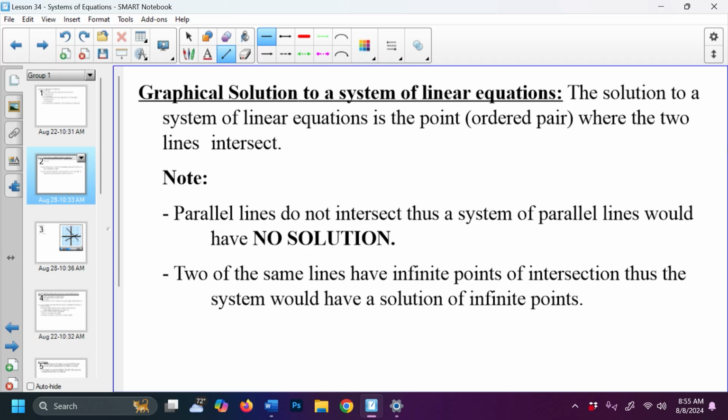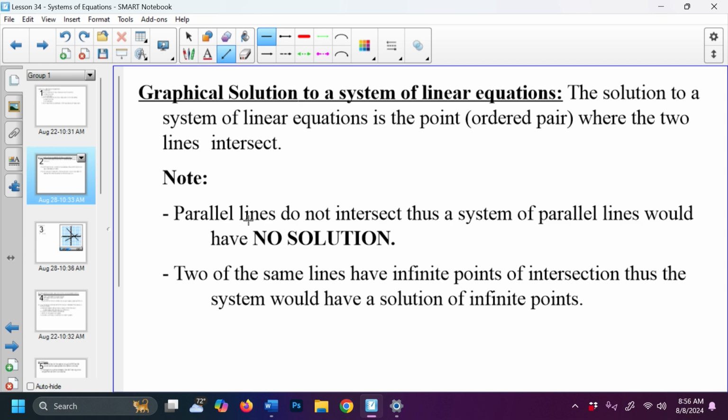Let's get started. Okay, let's start the same way we have been lately with the definition. The graphical solution to a system of linear equations. The solution to a system of linear equations is the point, which we will denote as an ordered pair, where the two lines intersect. So a couple of notes that go along with that.